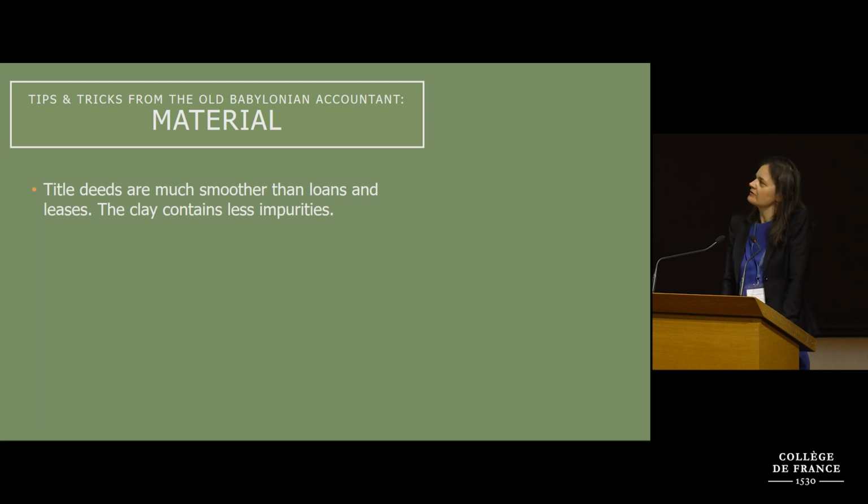So we also know, well, the material obviously it's clay, but probably you've also seen that the clay on title deeds very often is much smoother than the clay on leases and loans, on obligations. So what would you expect of the clay of administrative documents? Would you expect it to be like loans or like title deeds?